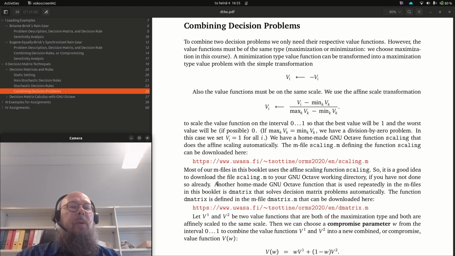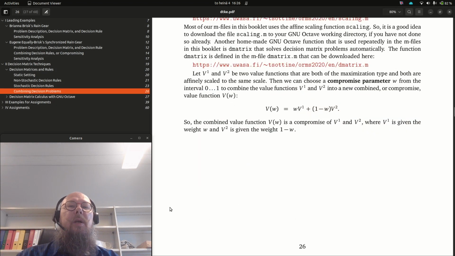And then I should note that there is also another GNU Octave function that is used repeatedly in the M files in this booklet. It's called dmatrix. It solves the decision matrix problems automatically, so you don't have to do the calculations that were in the previous sections in this chapter. Those are also done automatically by this function called dmatrix. All right, let's get back to combining decision rules.